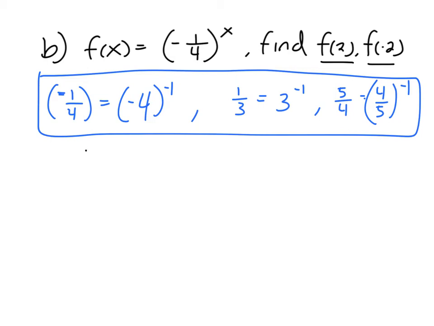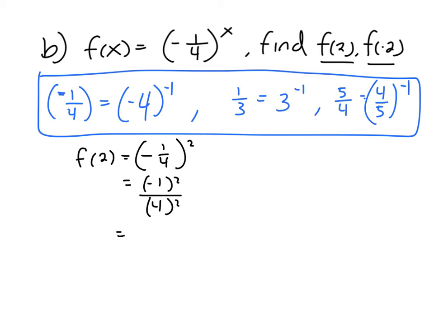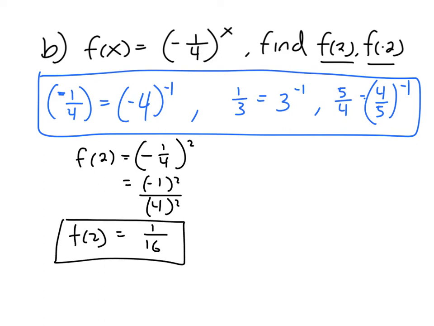All right, so now let's go ahead and get started. Let's find f of 2. So that would be (1/4) squared. Now I can distribute the 2, so I can have the 1 being squared and the 4 being squared. And so then this is 1 over 16. That's not bad. So f of 2 equals 1/16.